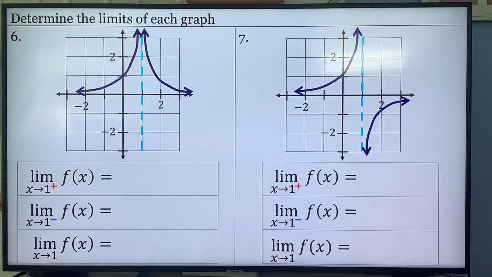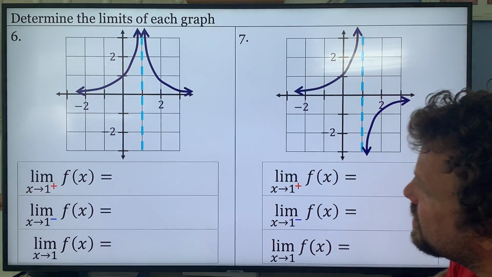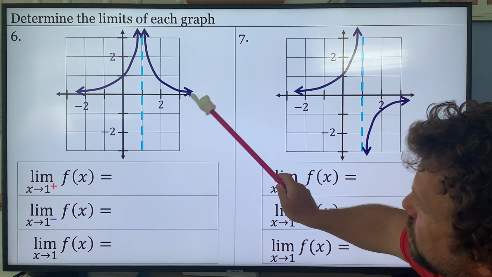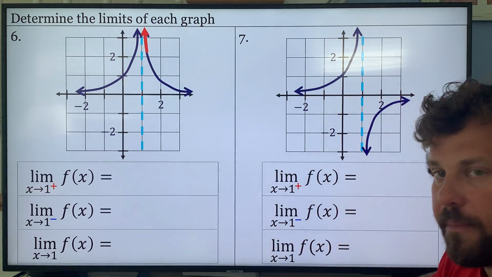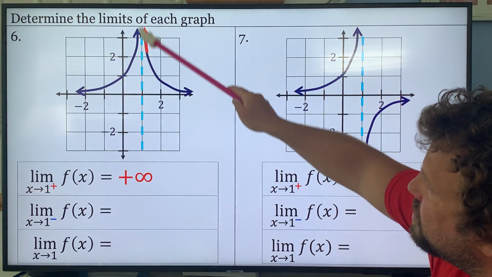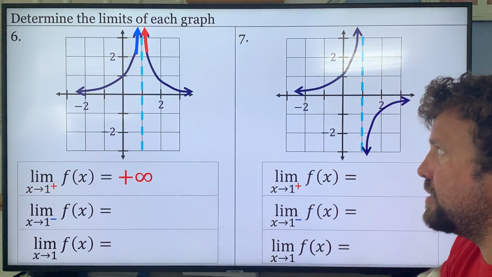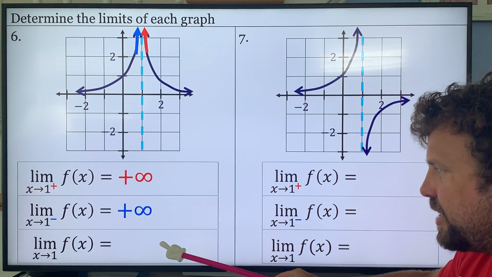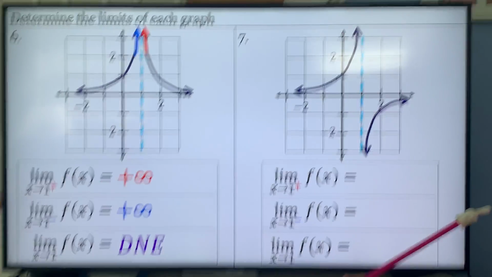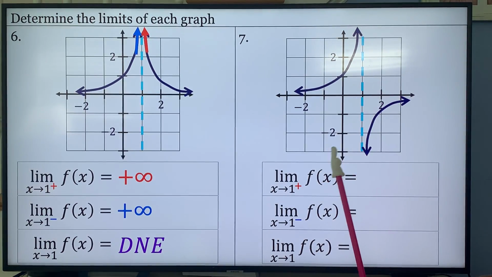Hypotheticals. All right, number 6, determine the limits of each graph. So, number 6, what is the limit of 1 from the positive side? What do you think? Positive infinity. 1 from the negative side? Positive infinity. So the actual limit is DNA. Told you. Did you put positive infinity? Hope not.